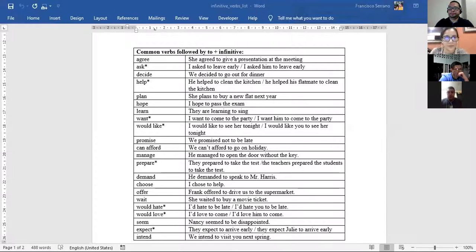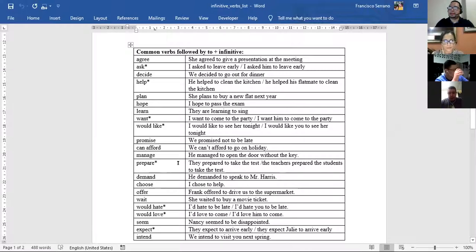Le voy a mostrar, compartir pantalla de los verbos con los cuales vamos a utilizar el infinitivo. So what we use the infinitive. Me avisan cuando puedan ver la pantalla. Okay. Tenemos aquí, esto lo puse en el foro. Okay. Ustedes pueden bajar la imagen del foro. Ahí está compartida.